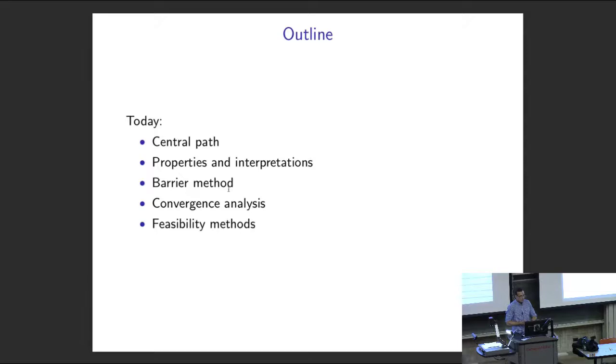So today we're going to talk about how to use this idea, the log barrier function, and the fact that it approximates the indicator, to define something called the central path. We'll talk about properties and interpretations of the central path. We'll introduce something called the barrier method, which is the first interior point method you'll learn. We'll talk about its convergence, and if I have time, I'll mention something called feasibility methods.